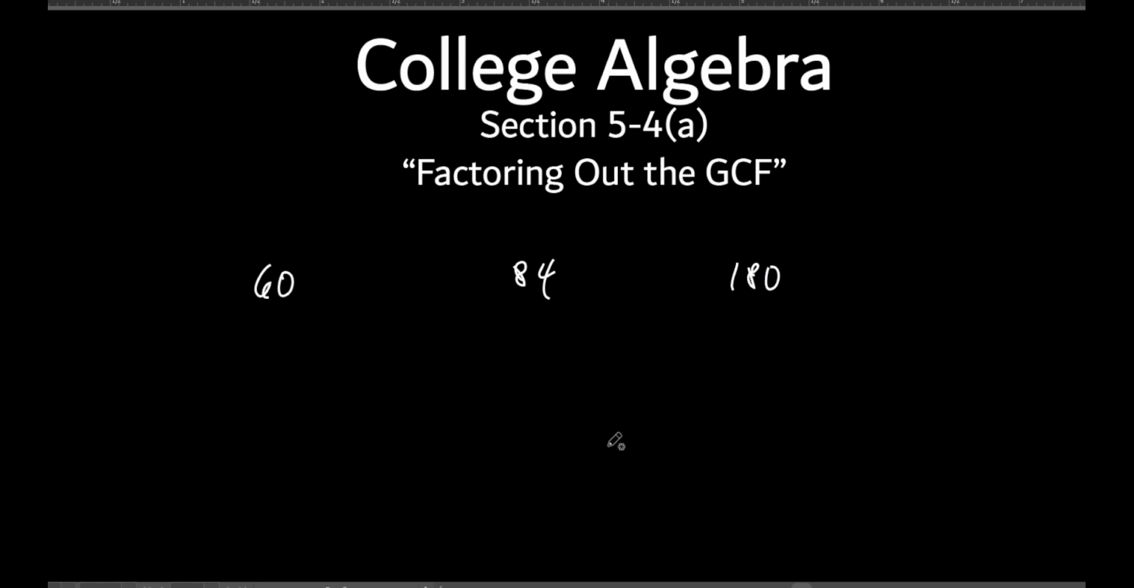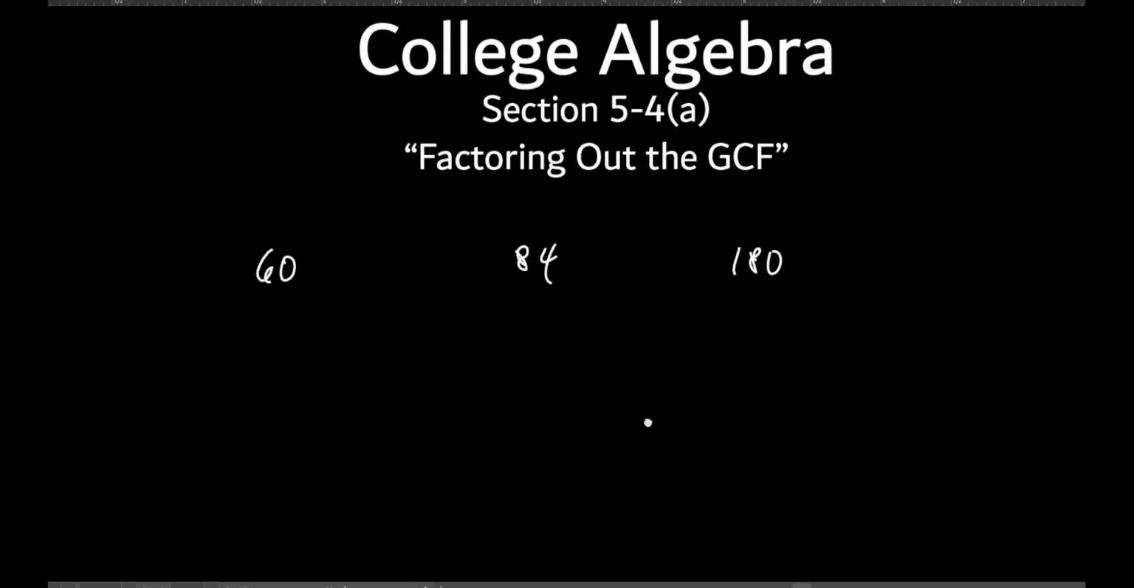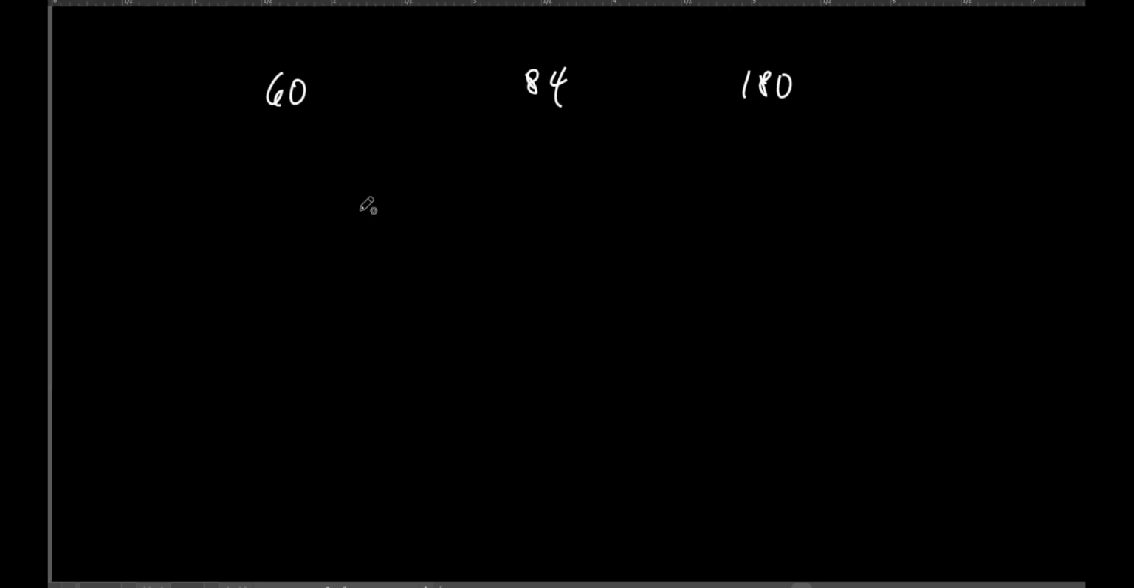Okay, so what if they give you three numbers? The first problem's in the homework section of this. This is what they do. They give you a handful of these numbers, and you have to find the greatest common factor. So we're going to do it with all three of these numbers. I use a thing called a factor tree.